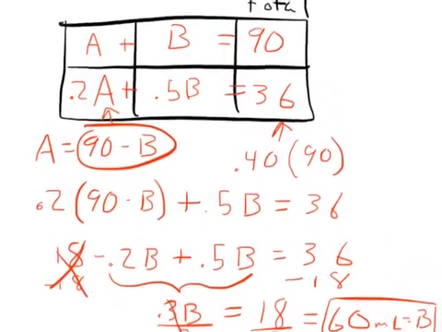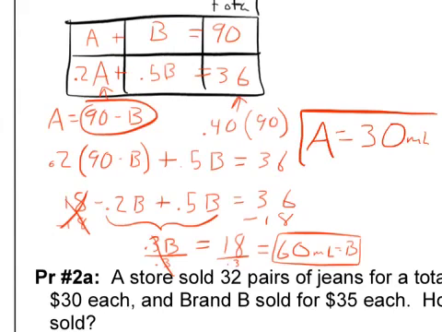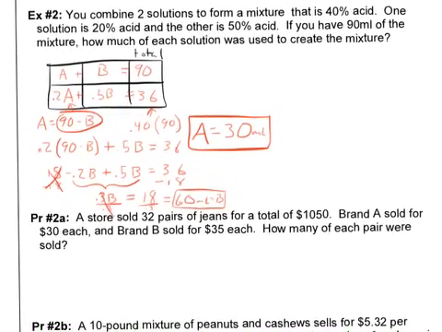Let's go back up to my equation. If I have 60 milliliters of B, and I have A plus B equals 90, well, how much A do I have? I must have 30, right? 30 plus 60 equals 90. So A, or my amount of the first solution, is 30 milliliters. And there we go. We've made a complex word problem into something totally doable.